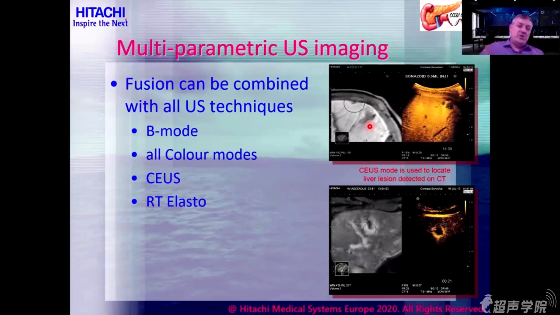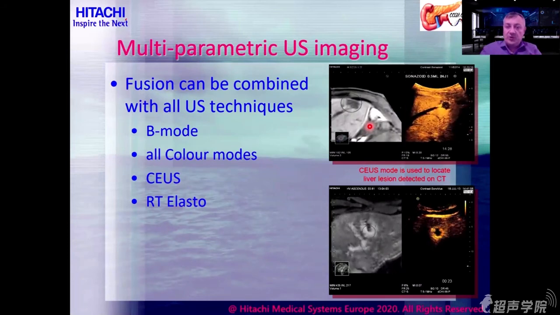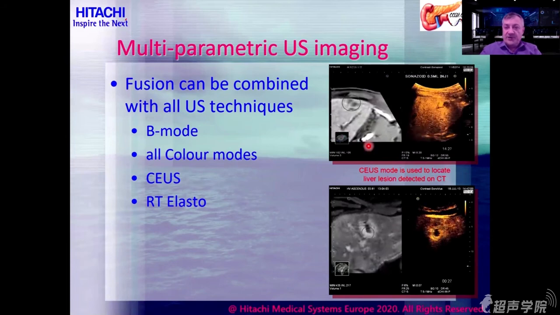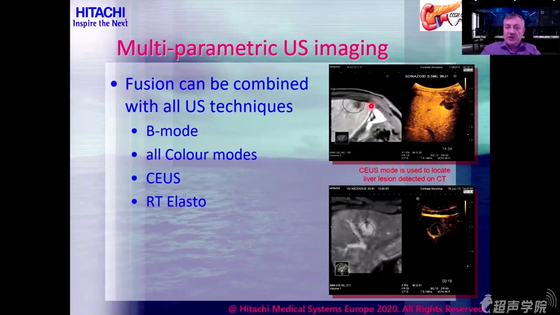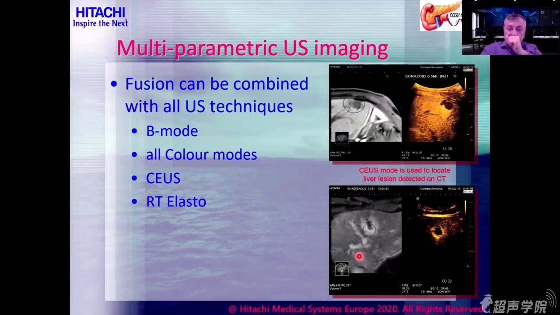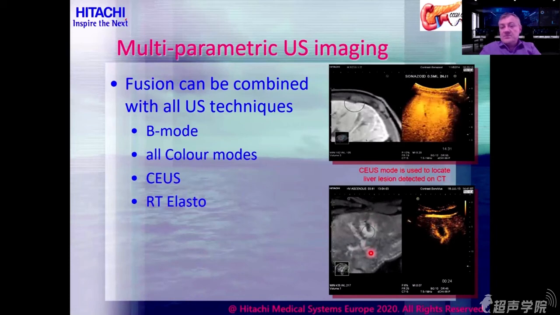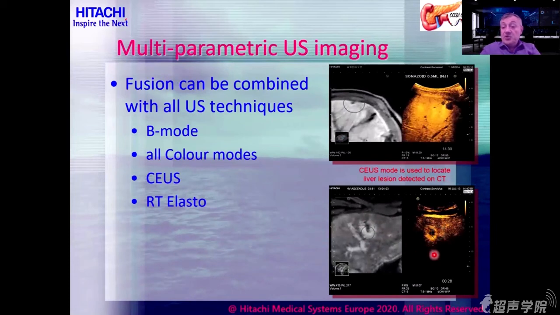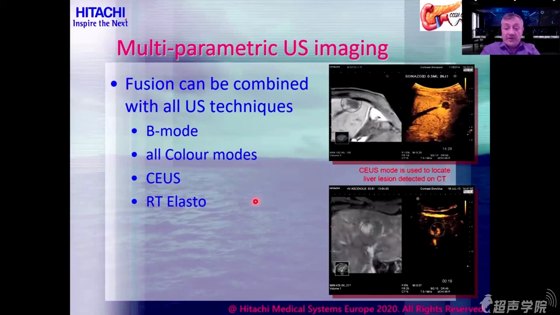The CT cube is uploaded into the ultrasound system, and then an auto registration can be done, and you see the tumor here on the left side, the tumor on the right side. And the same thing is with this small hemangioma. So you see the hemangioma on CT here, hemangioma on ultrasound right here.